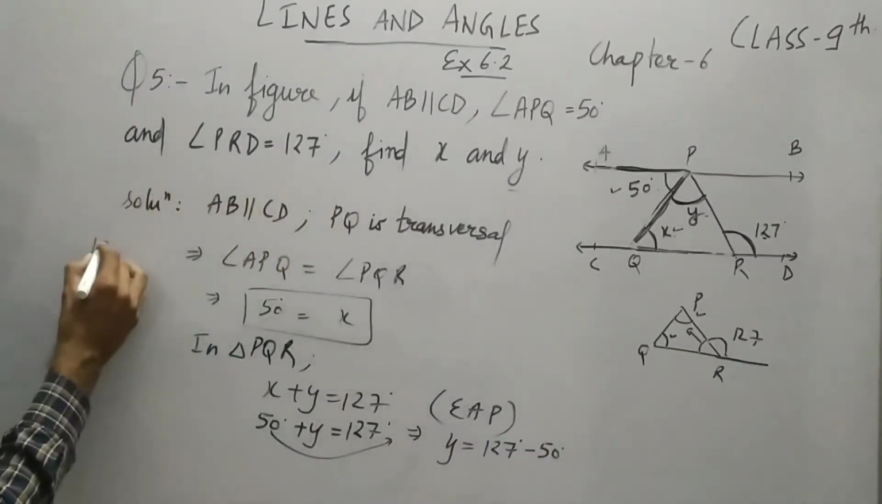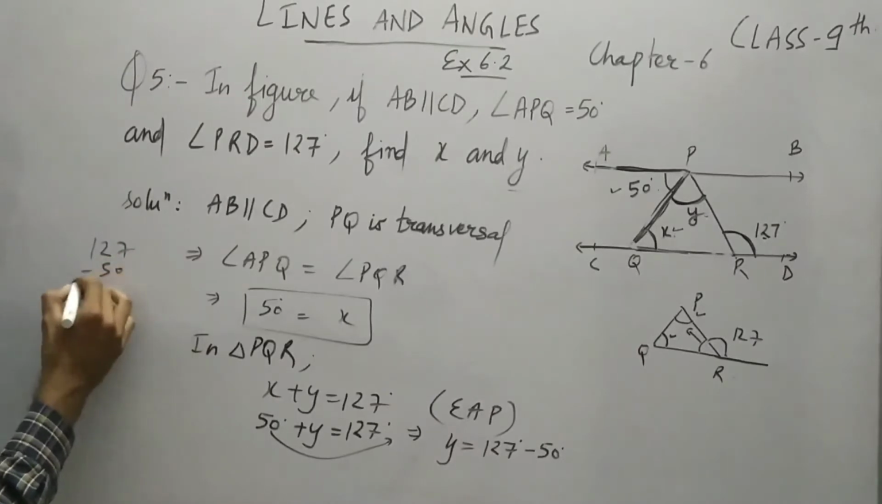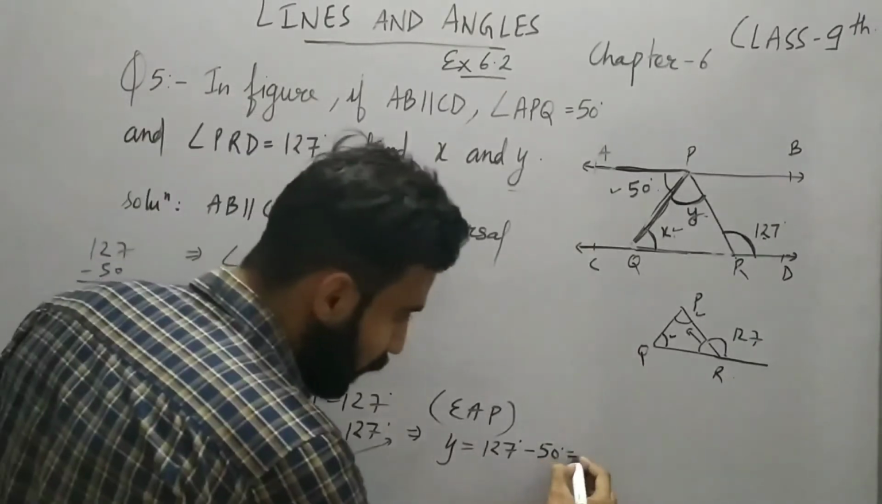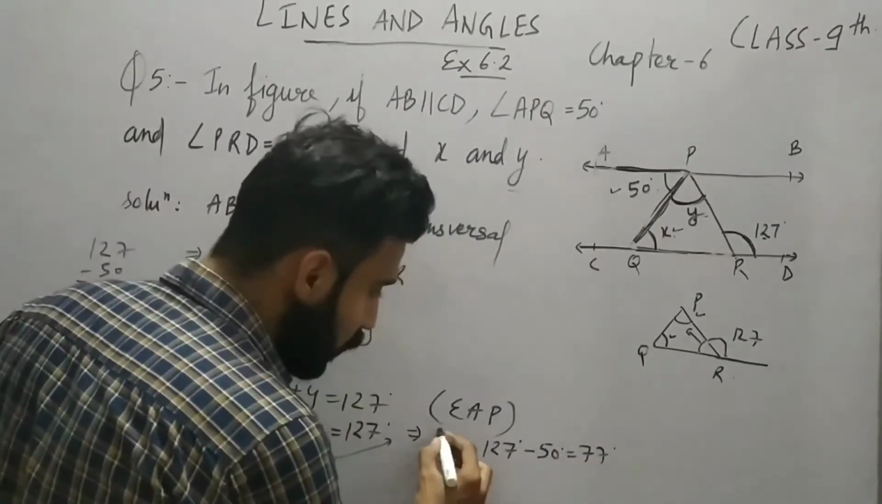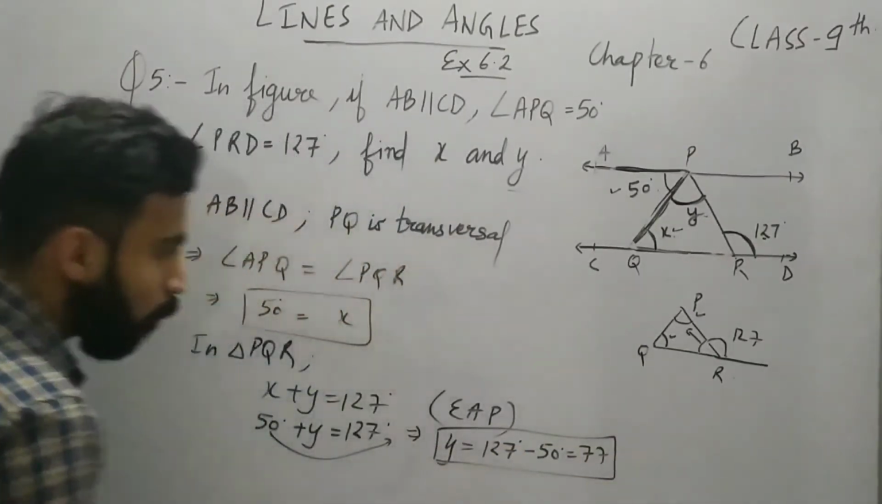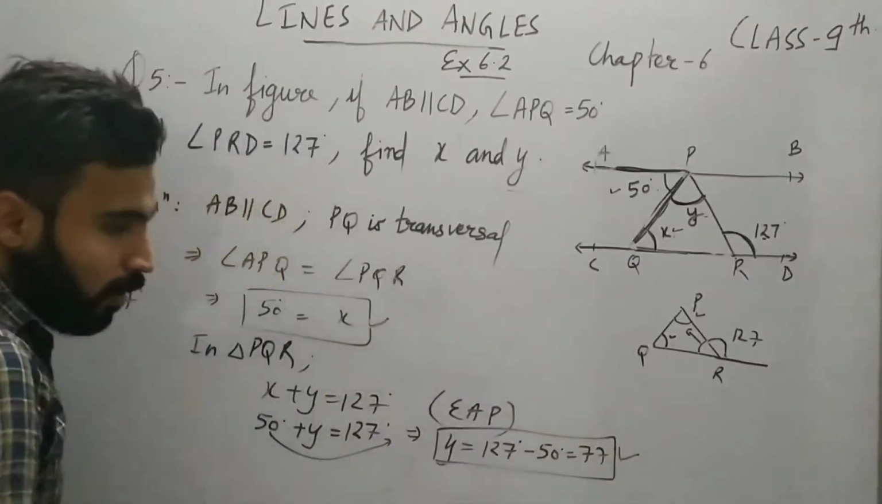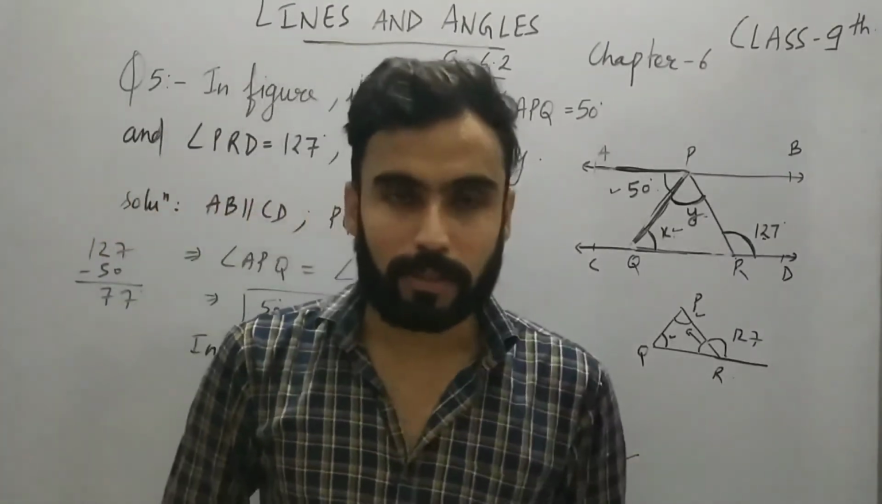Now what is 127 minus 50? Let me just show you right here. So 12 minus 5 is 7, so that is 77 degrees, right? So this is going to be the value of angle Y. So we have calculated both X and Y. That was all about this question, right?